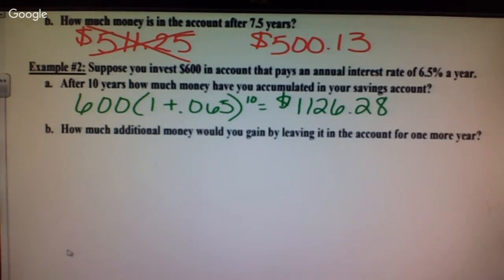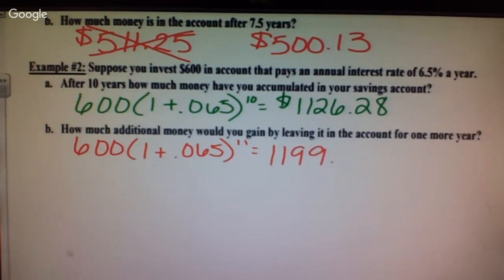How much additional money would you gain by leaving it in the account for 1 more year? So what do I need to find? 11 years. So we're using the same formula, but I'm doing it for 11 years. 1,199.49.